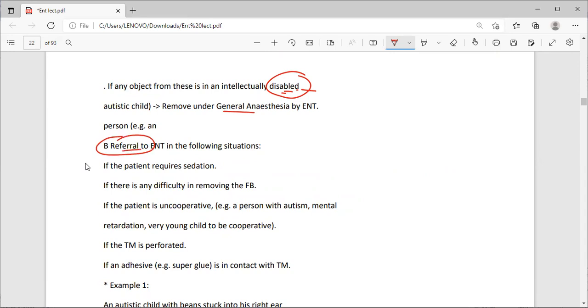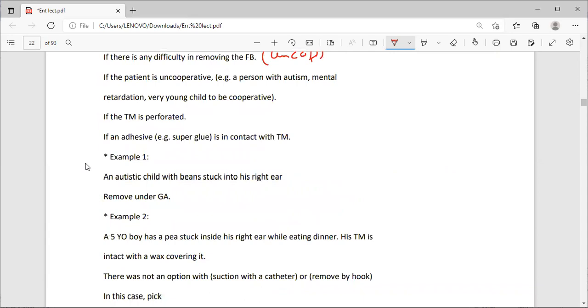If the patient requires sedation, sedation means GA, general anesthesia. If there is difficulty in removing the foreign body, I mean an uncooperative child or a difficult patient to deal with, a person with autism, mental retardation, or a very young child. If the tympanic membrane is perforated, or if an adhesive superglue is in contact with the tympanic membrane, you can try to remove the glue, but you can damage the tympanic membrane. So it's better to refer the patient to the ENT department once the tympanic membrane is involved.